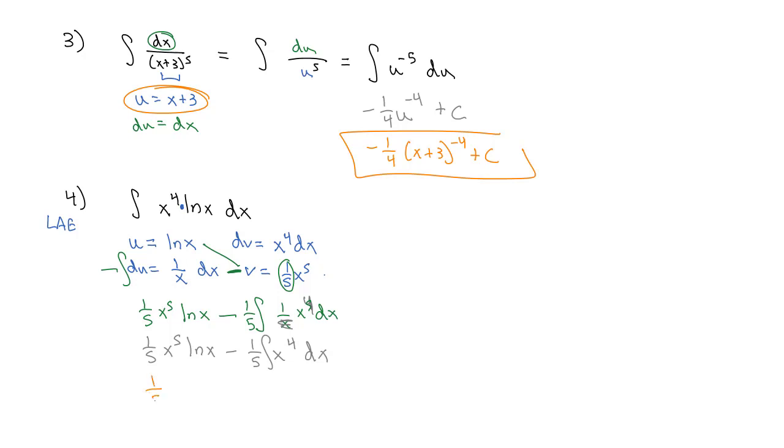So that final result, after integrating, gives us 1/5 x to the 5th natural log of x minus, we'll increase the exponent by 1 and divide by the new exponent. So we have 1 over 25 x to the 5th. And of course, we never forget the plus c. And we've got our solution.